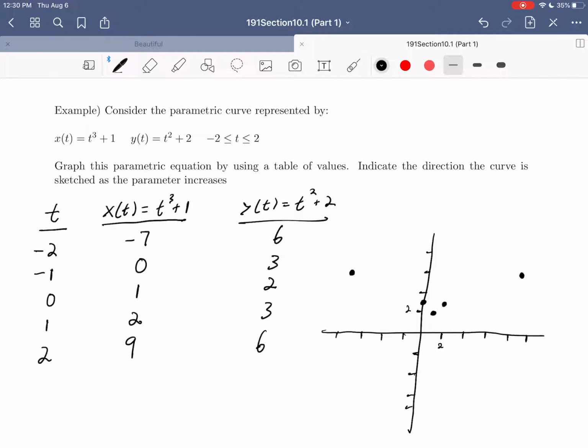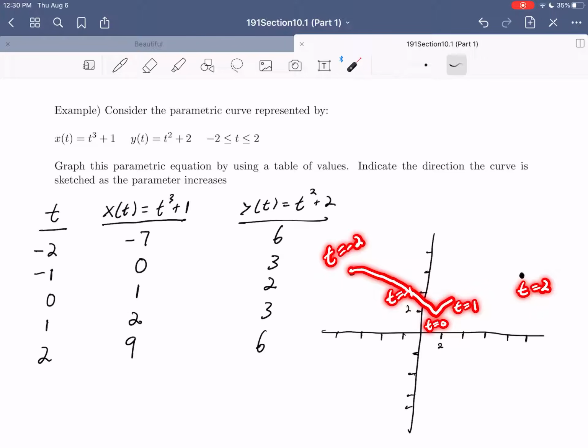Okay. Now remember, you want to think about this as like a connect the dots, right? This is t equals -2. This is t equals -1. This is t equals 0. This is t equals 1. This is t equals 2. So we want to go from here to here and then to there. So it looks something like that.